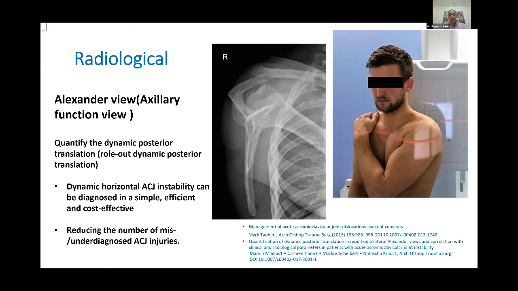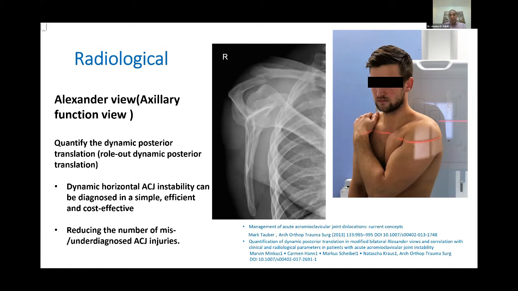What is the Alexander view? It's just a Y scapular view, but the arm is in cross-body adduction to put stress on the AC joint and see if there is any dynamic posterior translation. The Alexander view quantifies the dynamic posterior translation. So it differentiates between type 3A and type 3B, and it can pick up some type 2 injuries which look like type 2 on X-ray, but when you do a stress view, the distal end of the clavicle moves posteriorly, and this is an indication of instability.